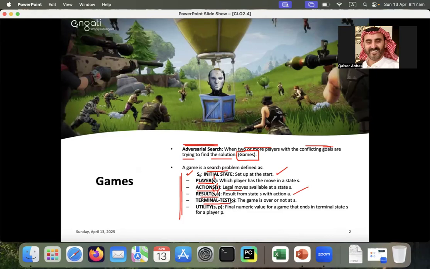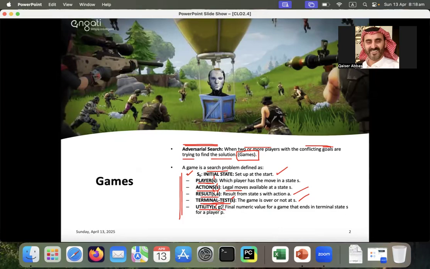Similarly, Terminal-Test(S). On each state of the game, you will evaluate whether that state is a terminal state or not. Terminal means your game is over. So is your game over now at S? That is defined here. And then Utility(S, P). This is something extra from those previous 5 things that you studied in chapter 1 or 2, I don't remember. Here S is again a state and P is for the player.